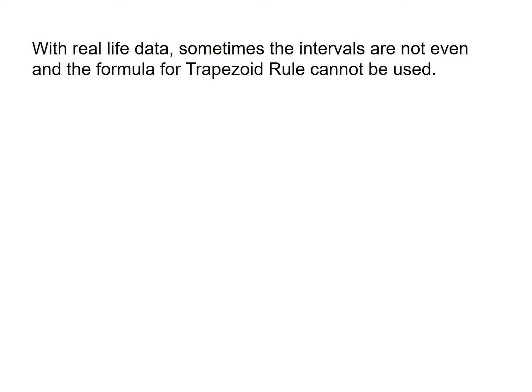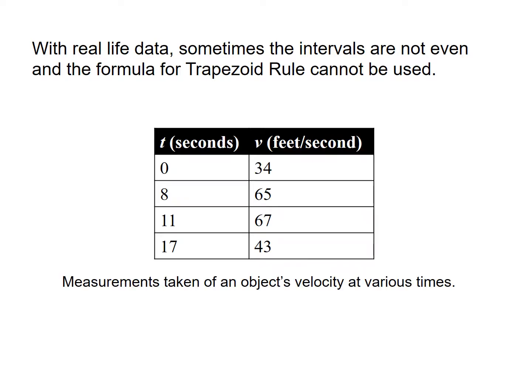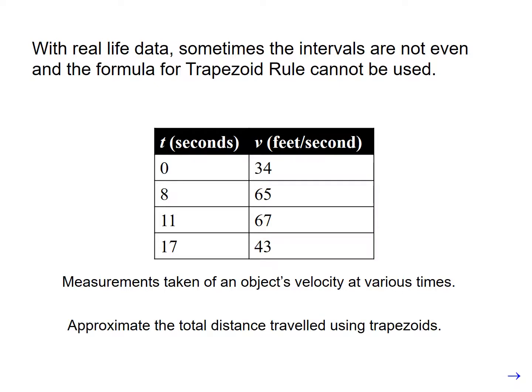Now, often we don't have subintervals that are all the same width, so we can't use the trapezoid rule. We can only use that if the subintervals are all the same width. So if we had something like this, we have velocity taken at these different times, at 0, 8, 11, 17. So our first subinterval has a width of 8, and then we have 3, and then we have 6. They're not the same, so we can't use that formula. All we can do here is just find the area of each of these trapezoids independently.